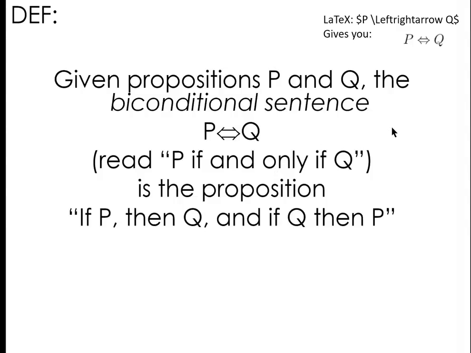Another thing we can look at are biconditionals, when they go both ways. Two propositions P and Q. We have the biconditional sentence P if and only if Q. If P then Q and if Q then P. It means it goes both ways. This is the same as saying P equals Q in terms of logic.